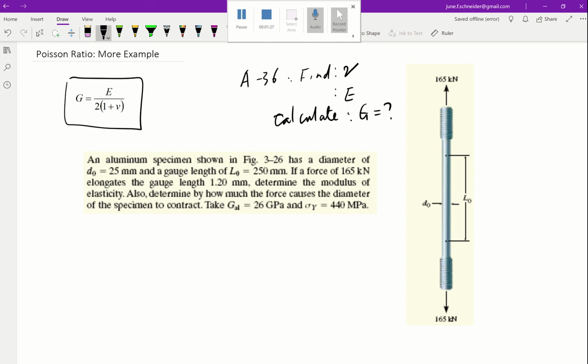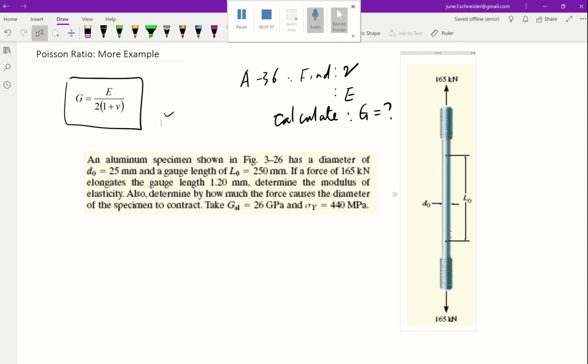Now let's look at this problem. This concept will help because sometimes you might only know two of the three, and then you can find the third one. So this is one problem for that. This is an aluminum specimen. They didn't tell us which particular aluminum, but they told us this G. Okay, and now let's see.